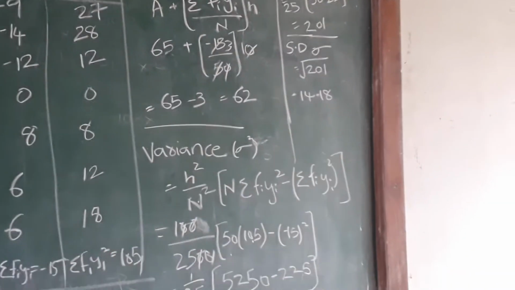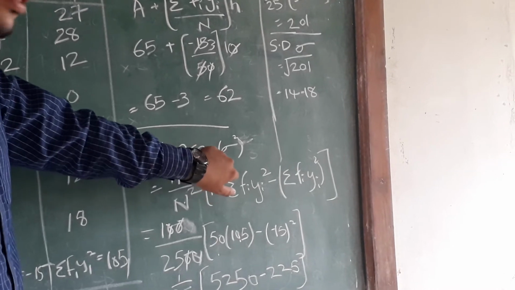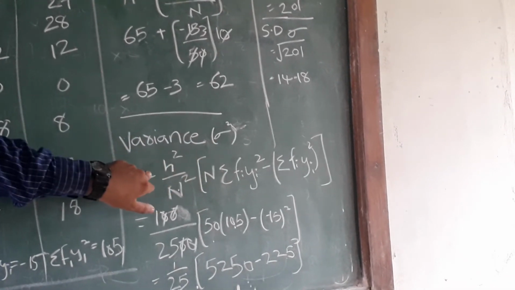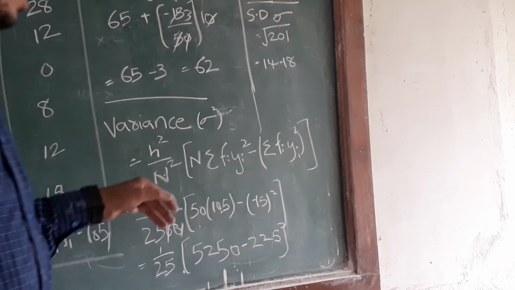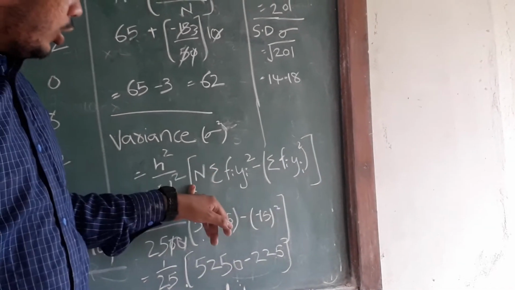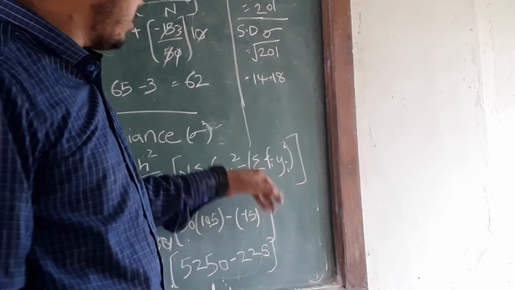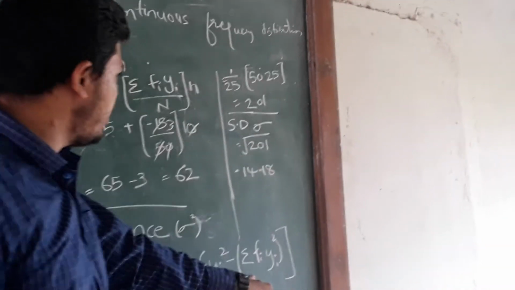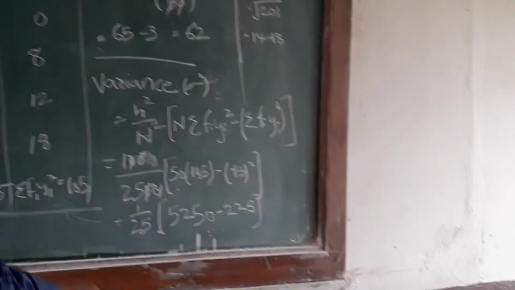Just after doing, 65 plus, this gets cancelled, 5 ones are 5, 5 threes are 15, 65 minus 3 is 62, we have got. Variance, this is a somewhat big formula. Variance sigma, this is also said to be sigma. Sigma whole square is equal to h square by n whole square into n summation of fi yi whole square minus the summation of fi yi whole square, that we have to do.